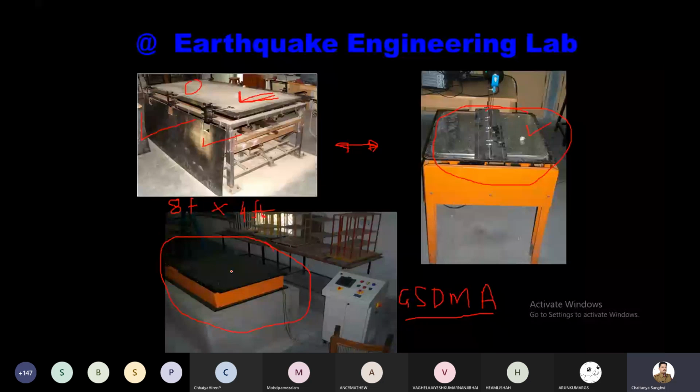And then GSDMA gave an approval that okay, fine, you can develop a shake table. They gave a grant for 2 shake tables, and then they said you test the shake tables and finalize which shake table to choose, and then we are going to give the shake tables to 18 government colleges, right? This was the project, and then we developed this shake table, right? It costs around 5.5 lakh, plus the models we have developed.